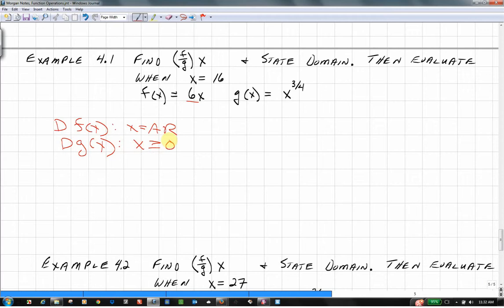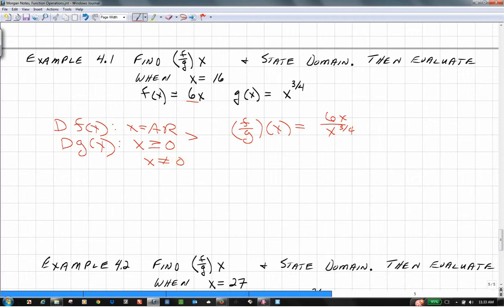And let's go ahead and set the problem up. So I've got f divided by g of x. That's going to be 6x all over x to the 3/4. Okay, so now what I've done is I have an x in the denominator. So I can't have that x. The denominator can't be equal to 0. So when I do the intersection of these two domains, I'm also going to have to add the domain to that x can't be equal to 0 either because g of x is now in the denominator.